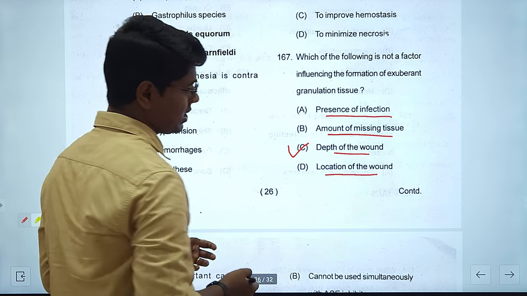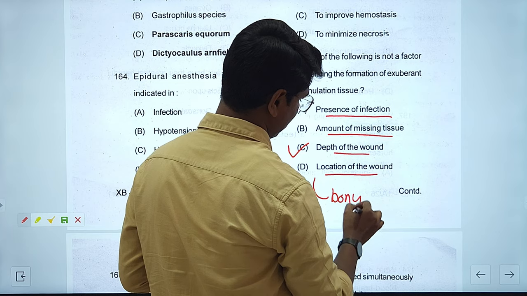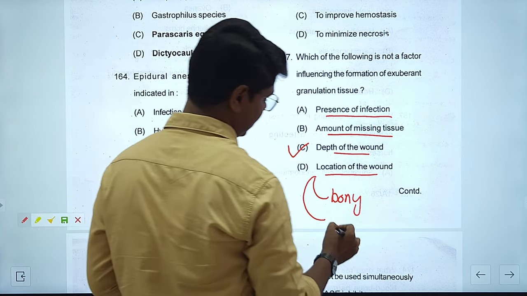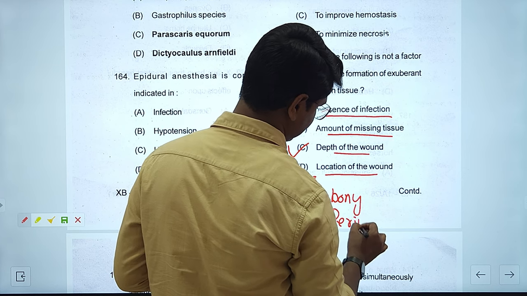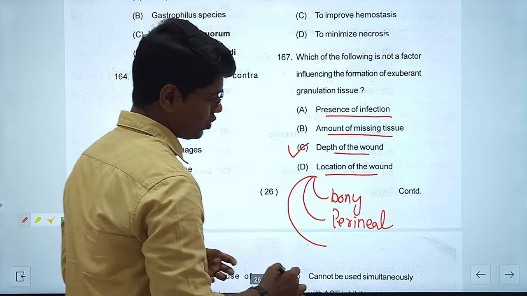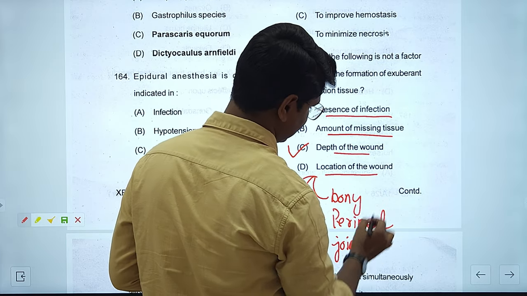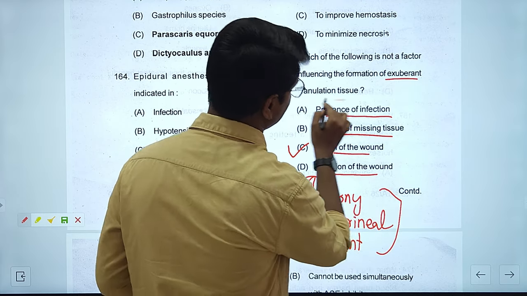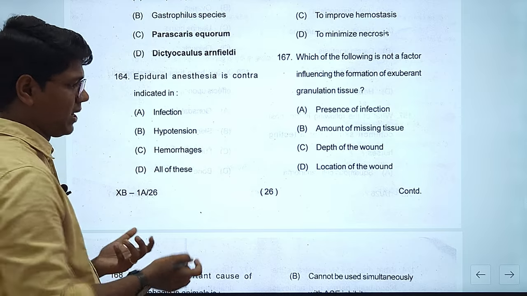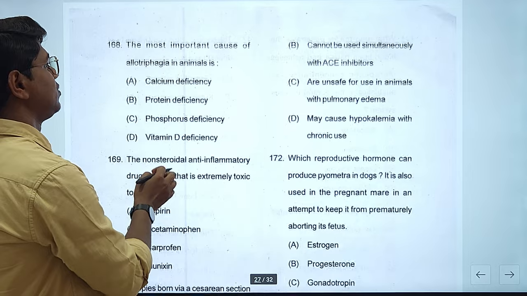Location of the wound, especially when it is located over bony prominences, bony areas, or where there is frequent contamination, like perianal or perineal regions, or over a joint that is constantly moving, okay, where there isn't enough immobilization, you will find exuberant granulation. Depth of the wound does not matter, more important is the missing tissue, how much tissue is lost.